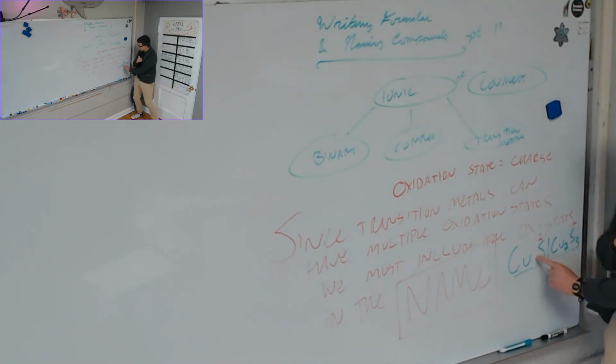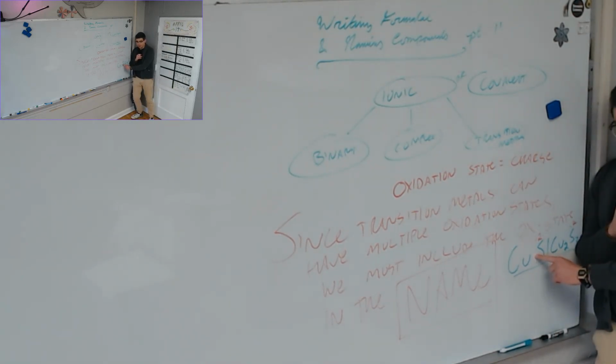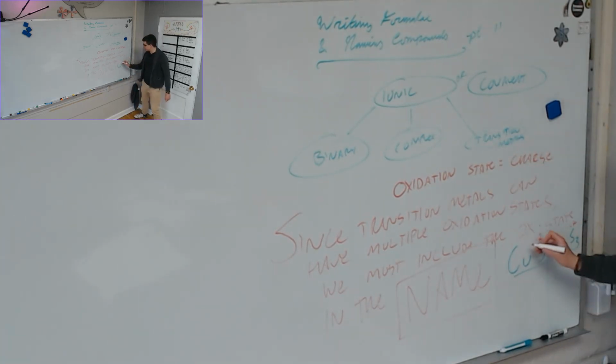So if this one's -2, and it's bonded 1-to-1, how do I know it's 1-to-1? Because there are no subscripts. With this copper, what must the charge on the copper be? Remember, we have to add up to 0, so it must be +2. Do you see we had to work backwards to find that?